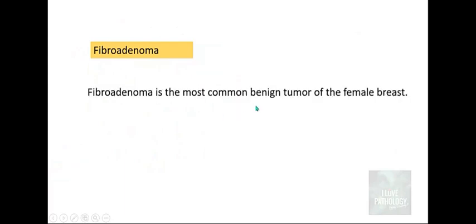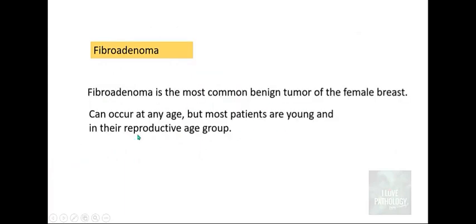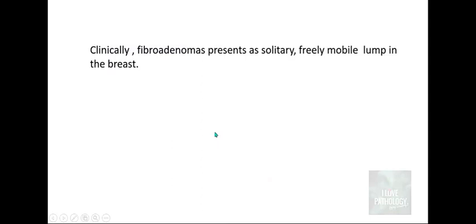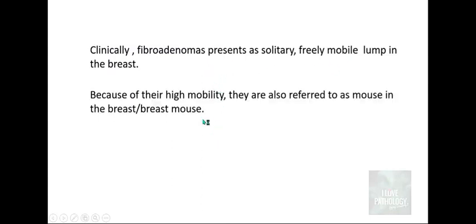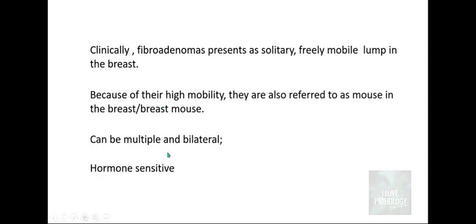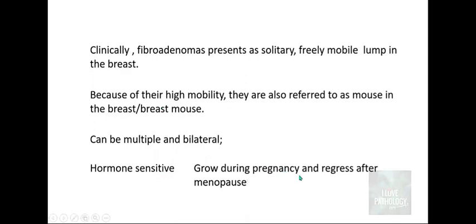Fibroadenoma is the most common benign tumor of the female breast. It can occur at any age, but most patients are young and in their reproductive age group. Two-thirds of fibroadenoma patients have mutations in the MED12 gene. Clinically, fibroadenomas present as a solitary, freely mobile lump in the breast. Because of their high mobility, they are also referred to as mouse in the breast or breast mouse. They can be multiple and bilateral. They are hormone sensitive tumors, which means they grow during pregnancy and they regress after menopause.